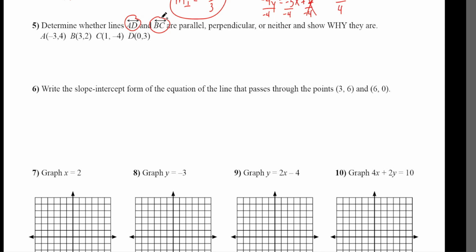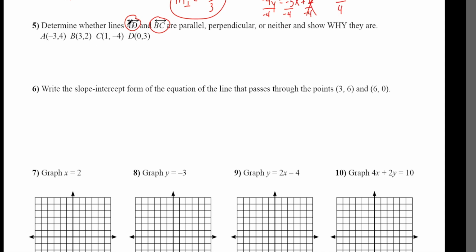I've got to decide: are they parallel, are they perpendicular, or maybe they're like this, neither parallel nor perpendicular? That's what I'm trying to find with those two lines. You've got to understand what you're actually finding instead of just doing the work because I told you to do it.